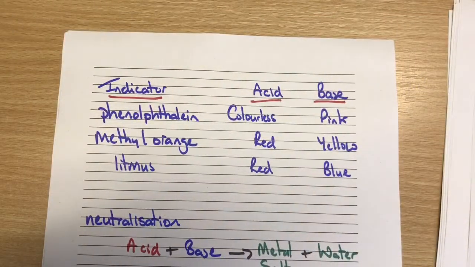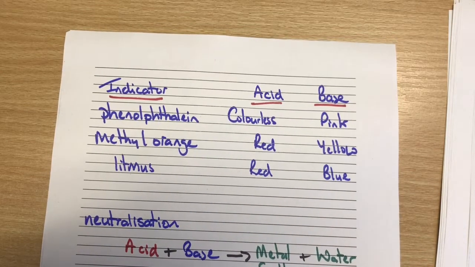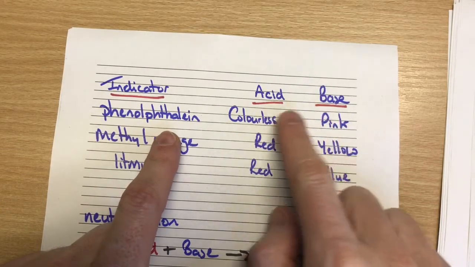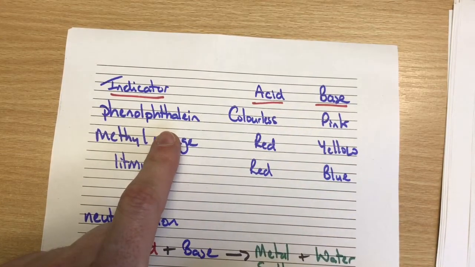Okay, in this video we're going to have a look at acids and bases and neutralization and how we use indicators to help us identify acids and bases. So the first point we'll start with is looking at different types of indicator here, and these are the colours that they turn in acids and bases.